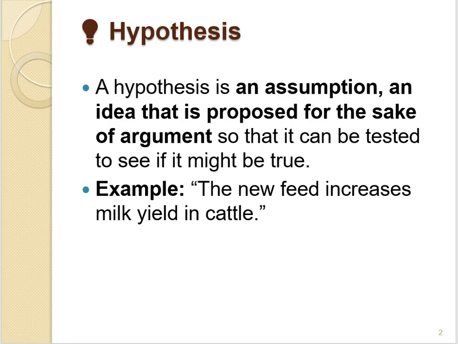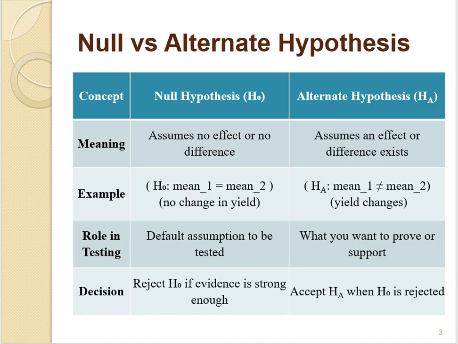A typical example in the field of animal science is: the new feed increases milk yield in cattle. Suppose this is our hypothesis and we need to test it. There are two types of hypothesis. One is null hypothesis and the other one is alternate hypothesis.